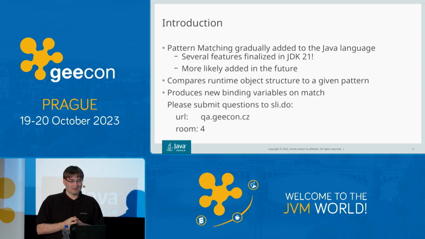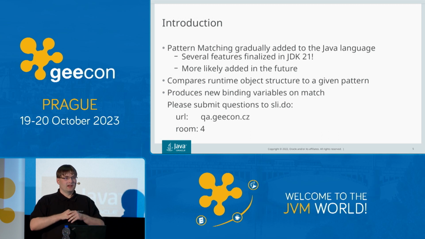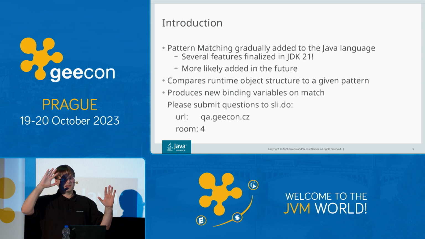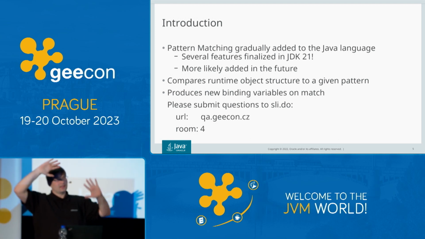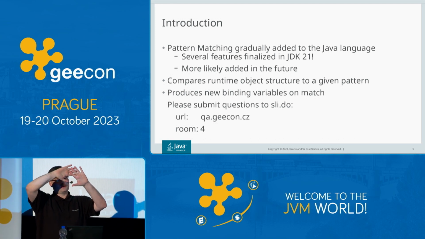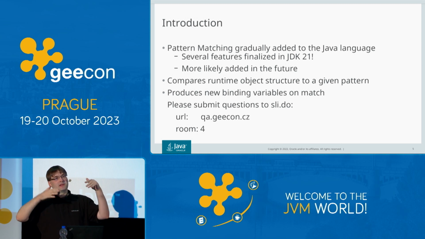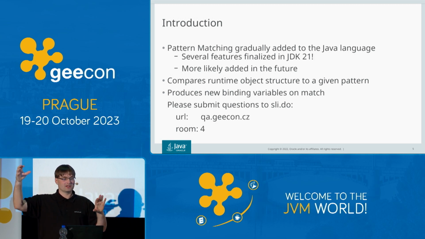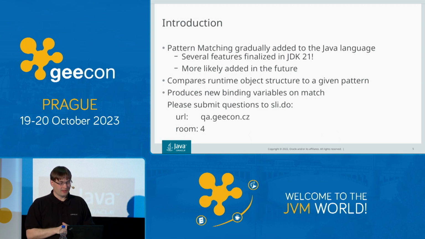So what's pattern matching in the sense that we will be discussing today? It's a feature that takes some pattern declared in the source code, and takes the runtime object structure and looks if the runtime object structure matches the pattern. And if yes, it says, good, it matches. It may produce some binding variables. It may take some values out of the runtime object structure. And it says, yes, it matches. And then something may happen.